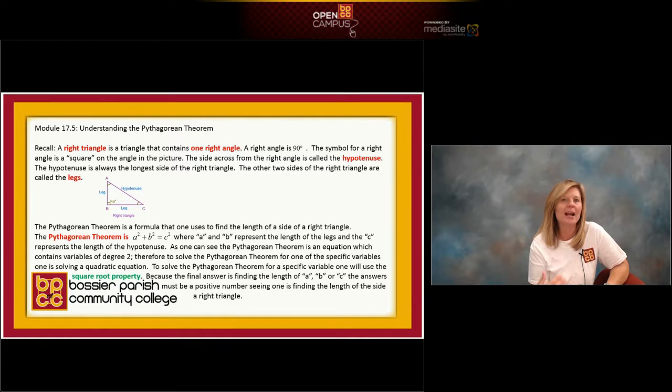So when we work with the Pythagorean theorem, which is a formula, an equation, this is going to be a quadratic equation because you have an exponent of 2. You're not going to solve this by factoring. You're going to solve it by square rooting.